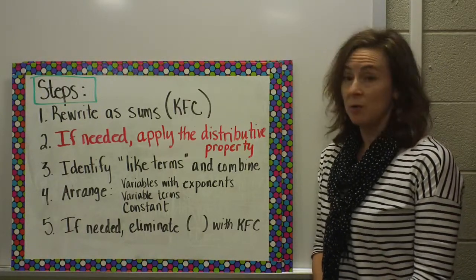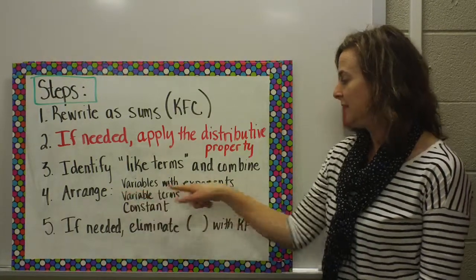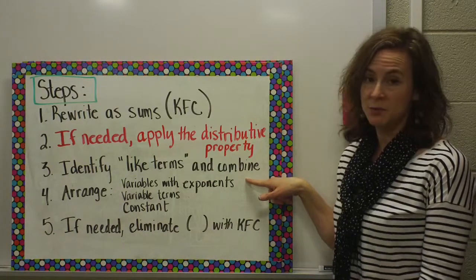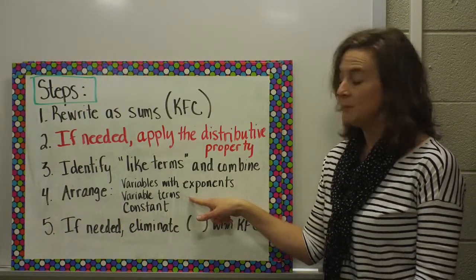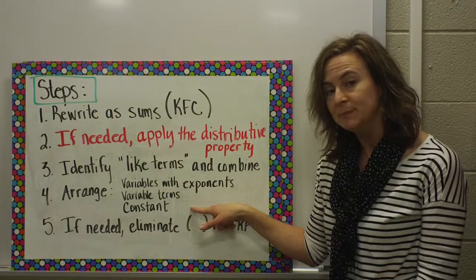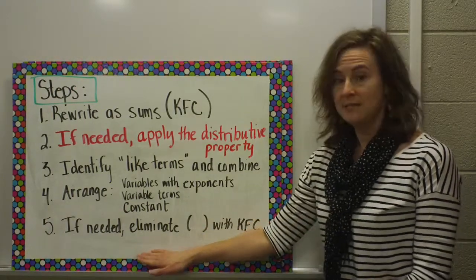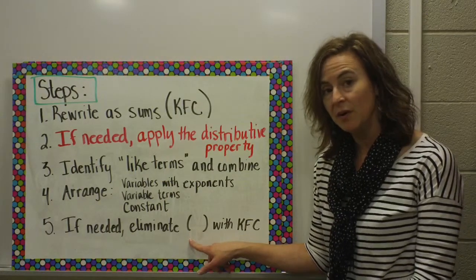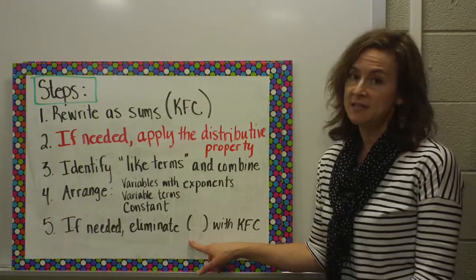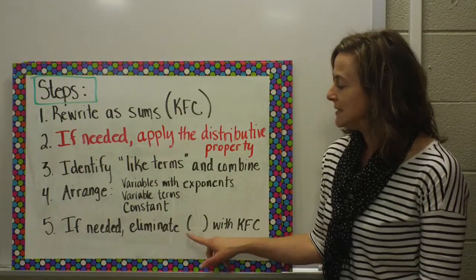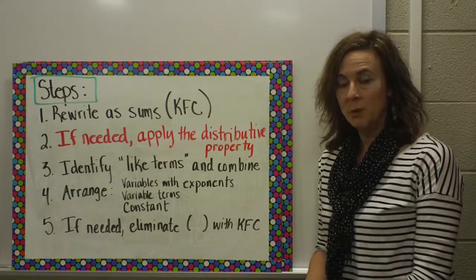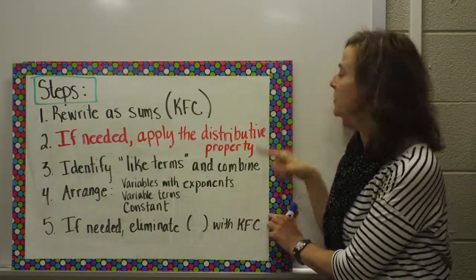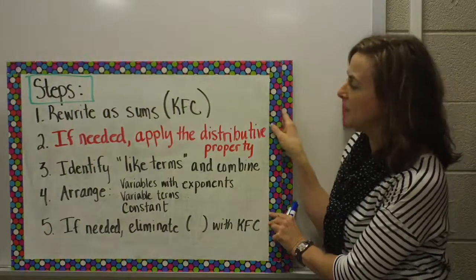Then you need to arrange the expression in this order. First, variables with exponents. Next, any variable terms. And last, your constant. The very last step only happens if you have parentheses left indicating a negative number. Then you'll want to use that KFC method again to get rid of those parentheses. We're going to take a look at 3 examples to show simplifying expressions, including this distributive property step.